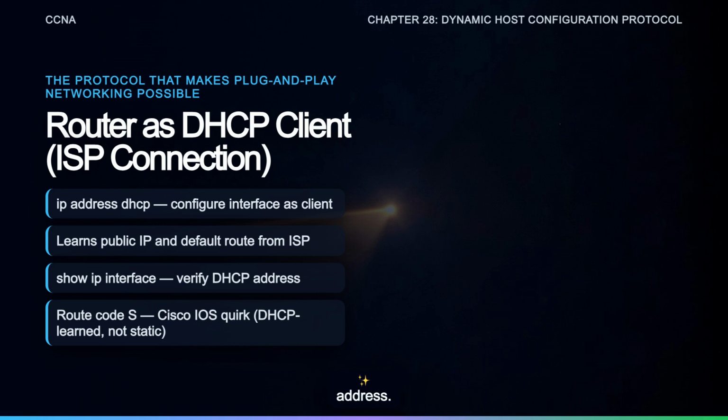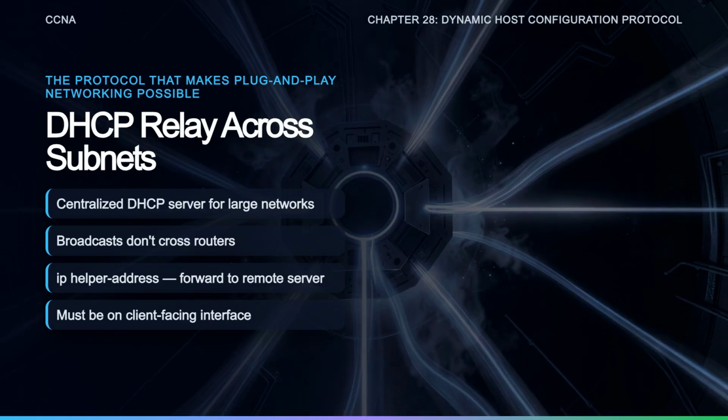Before the server hands out an address, it checks for conflicts. It pings the address it plans to lease. If something replies, that means another device is already using that address. Maybe someone manually configured it without excluding it. The server marks it as a conflict and removes it from the pool. You can check conflicts with show ip dhcp conflict and clear them with clear ip dhcp conflict once you've fixed the underlying problem.